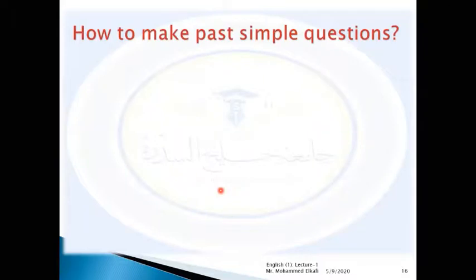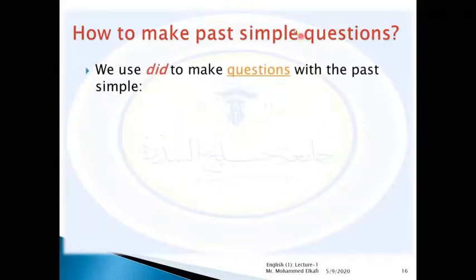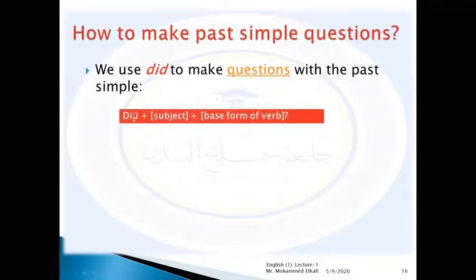How to make past simple questions? We use did to make questions with the past simple. So the form will be like this. Did first, with all the subjects, did plus the subject or even the pronouns or even the noun, did plus the subject plus the base form without adding anything to the verb here.